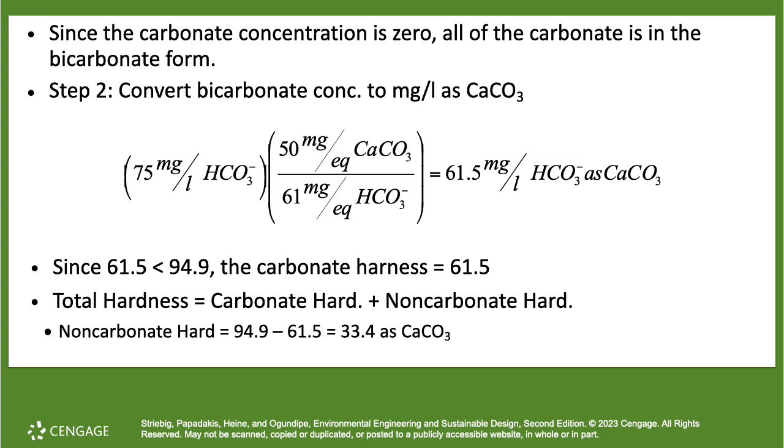In this case, the carbonate hardness is less than the total hardness. When that happens, the carbonate hardness is equal to the calculated value that can be produced from the amount of carbonate in solution, or 61.5 milligrams per liter of hardness. So the non-carbonate hardness can be found from simply rearranging the equation for total hardness, which consists of both parts. So the non-carbonate hardness in this case is our total hardness minus the carbonate hardness, 94.9 milligrams per liter of total hardness minus 61.5 milligrams per liter of carbonate hardness, to yield a non-carbonate hardness of 33.4 milligrams per liter as calcium carbonate.